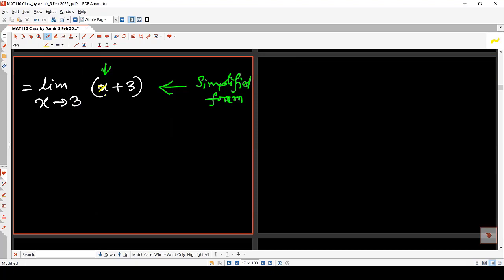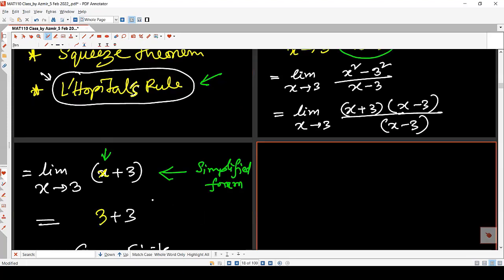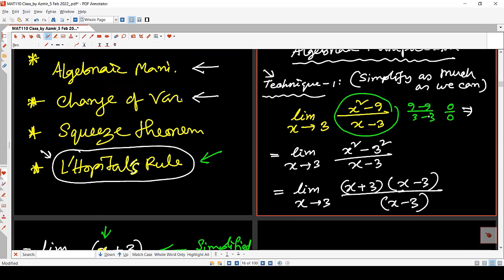So where we have x, just input 3. So the result is 3 plus 3, that means 6. So 6 is a finite value, that means limit of the given function exists. So you can understand that by simplifying this function, we can avoid 0 by 0.